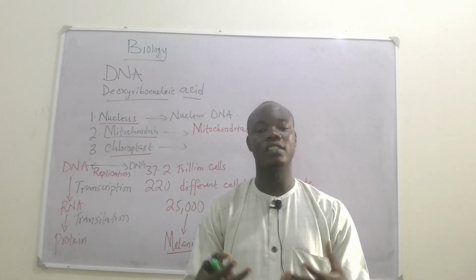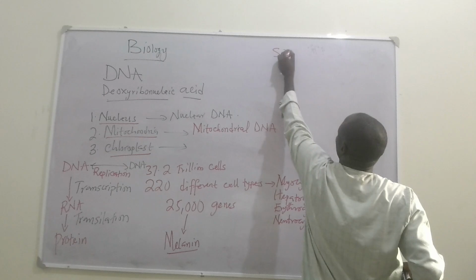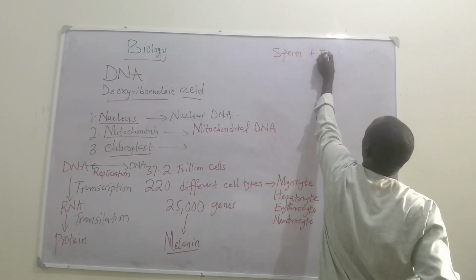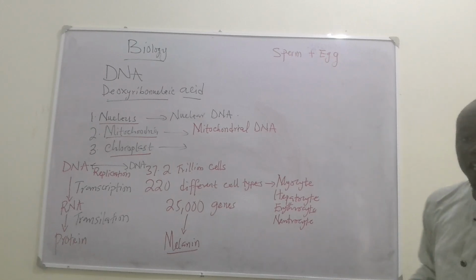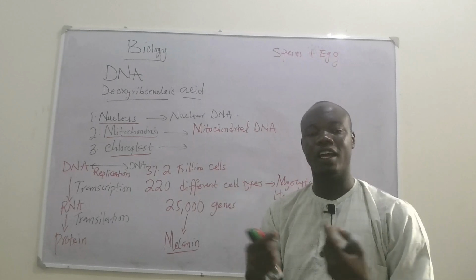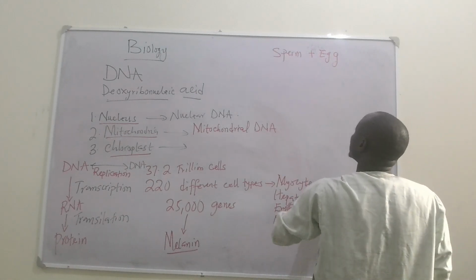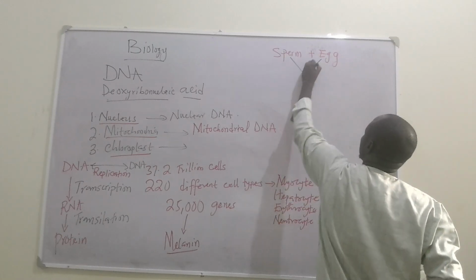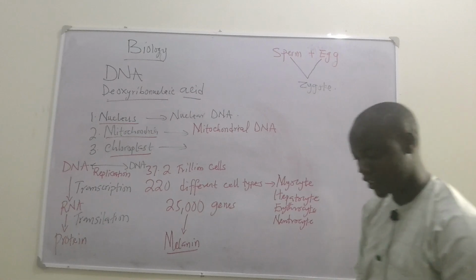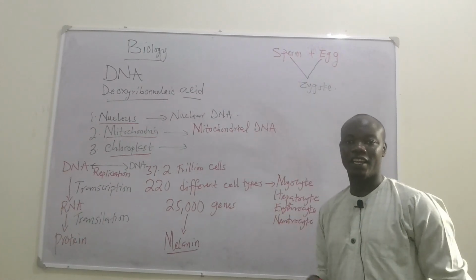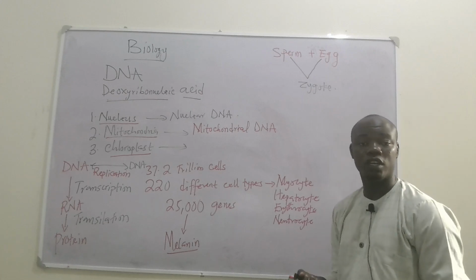But now, how did the stem cell originate? So we know that during fertilization, we have a sperm cell plus an egg cell. A sperm cell and an egg cell join together to produce a single cell called a zygote. And this zygote is a single cell, and it has the potential to differentiate, so it undergoes mitosis.